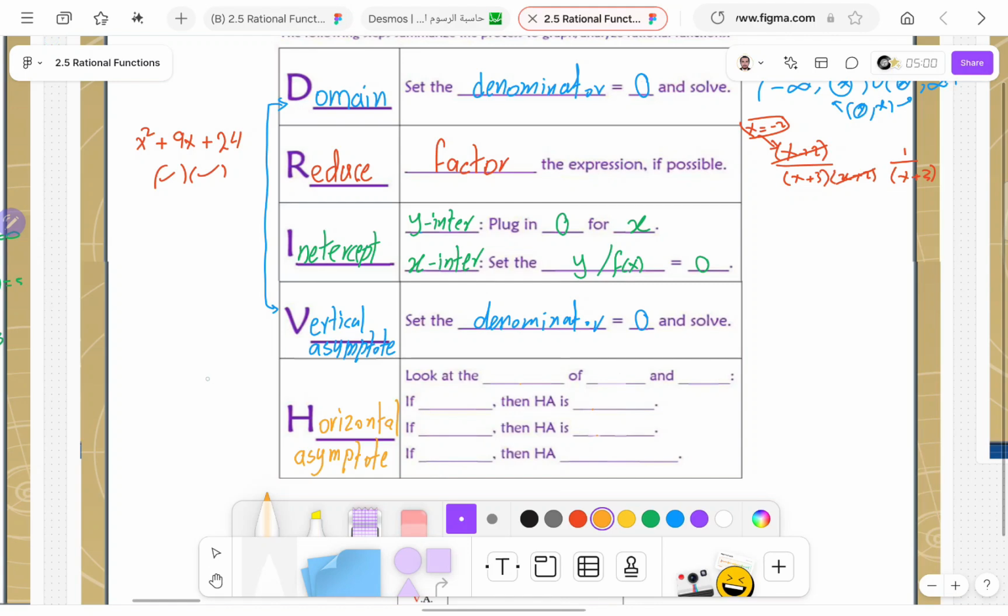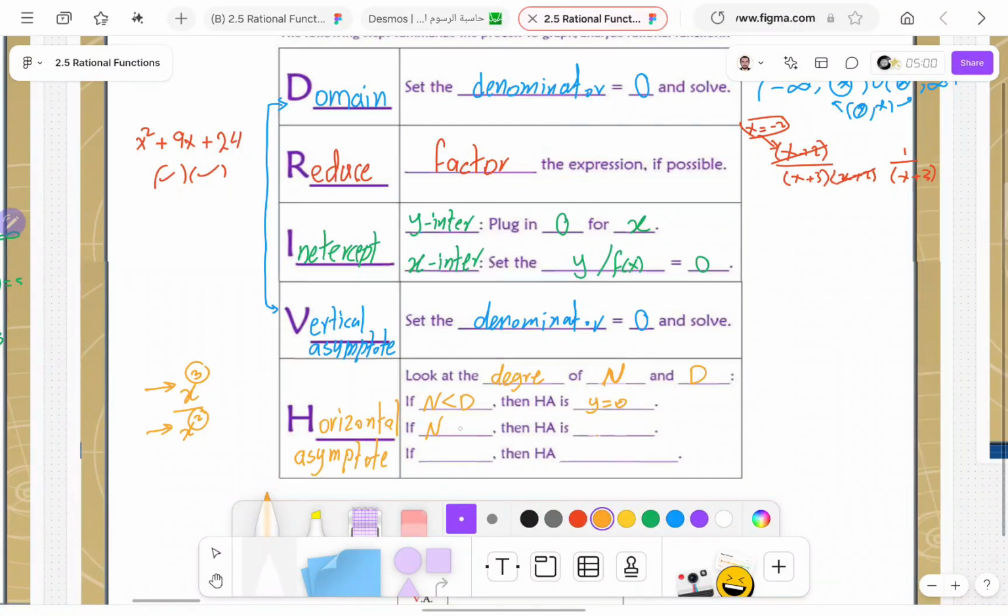You know that the rational function is, for example, x to the power of 3 over x to the power of 2. What we need to do is look at the degree for both of them. So look at the degree of the numerator, which is this one here, and the degree of the denominator, which is this one here. Now if the numerator degree is less than the denominator degree, the horizontal asymptote is y equals 0. You just write y equals 0.